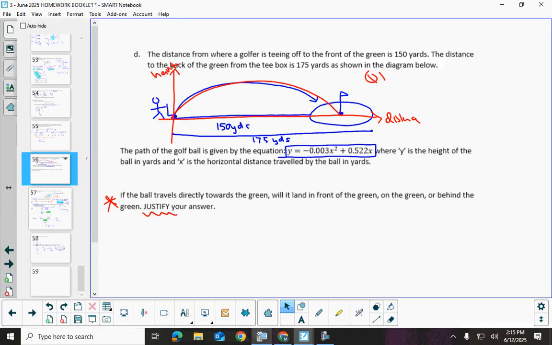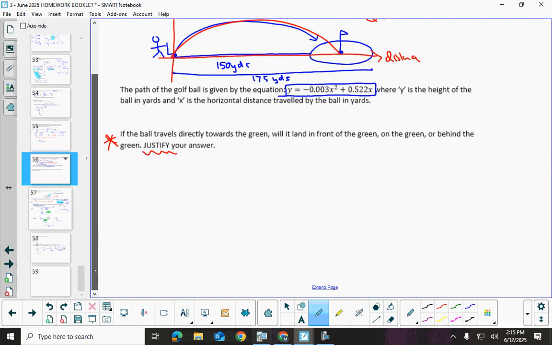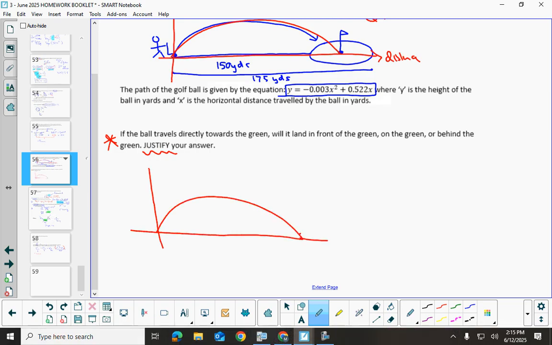So for the justify, you need to draw your picture, and you need to show that it has an x-intercept of 174. Because it hits at 174 and the distance to the back of the green is 175, then it's going to land on the green. So the justify is finding the x-intercept.